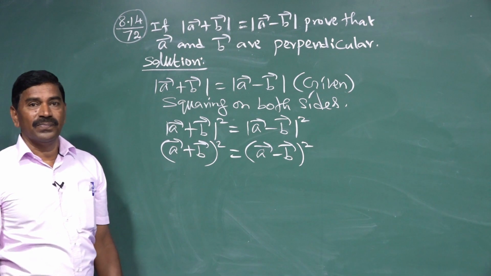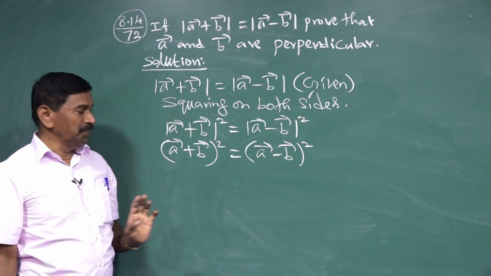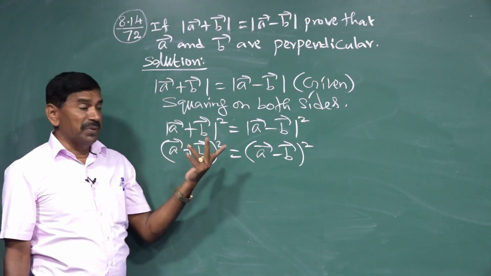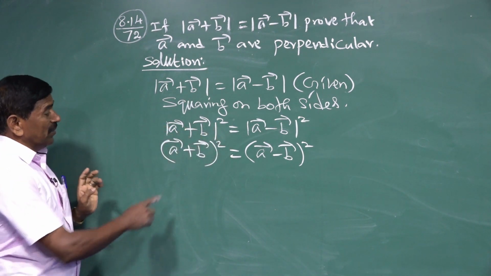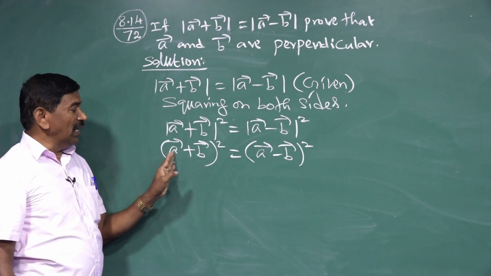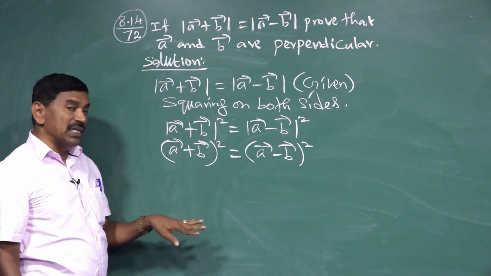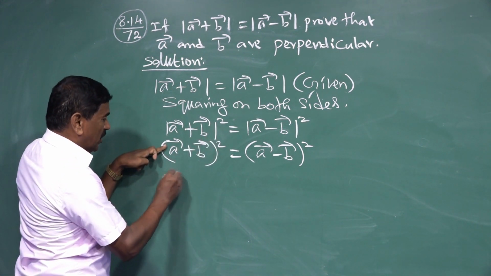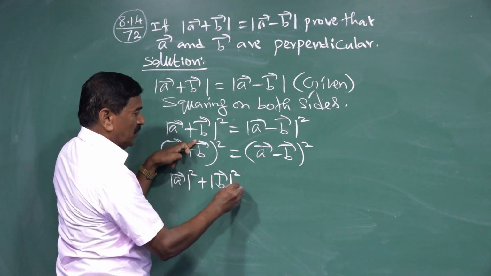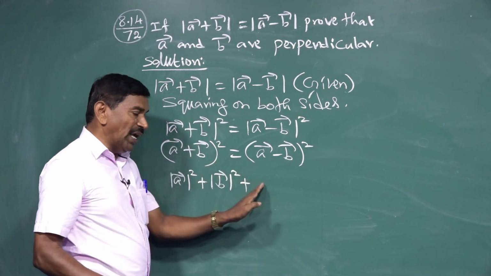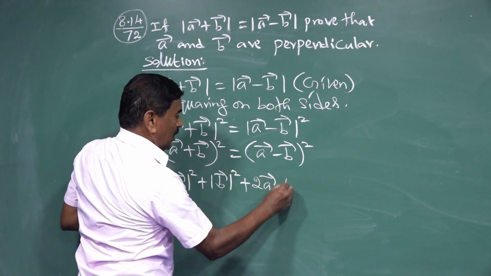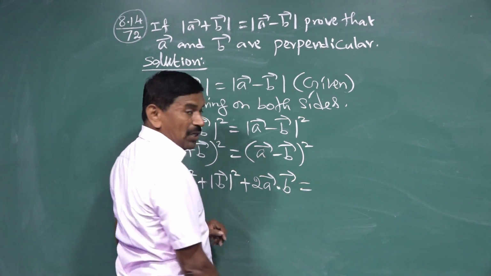Now next step, just an algebraic formula. It is of the form (A plus B) whole square. In algebra, (A plus B) whole square is equal to A square plus B square plus 2AB. But in vector algebra, (A vector plus B vector) the whole square is equal to modulus A vector square plus modulus B vector square plus 2 A vector dot B vector.